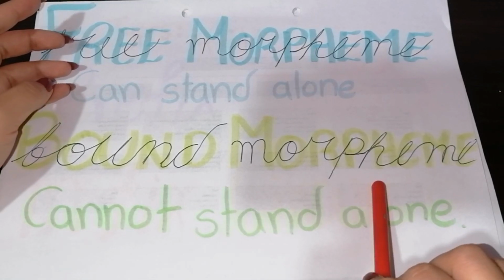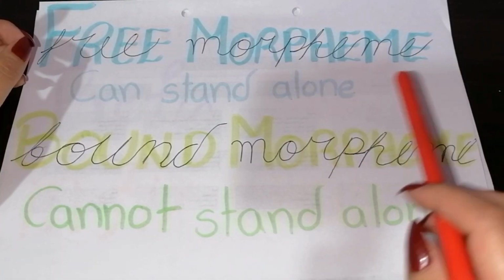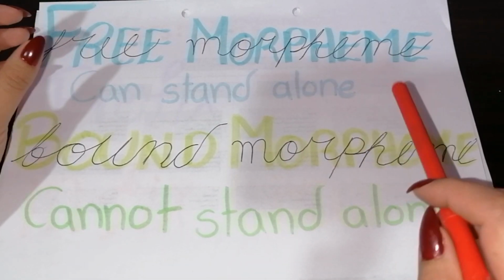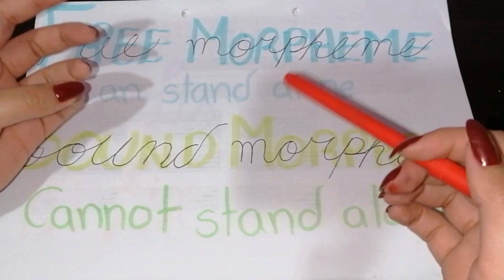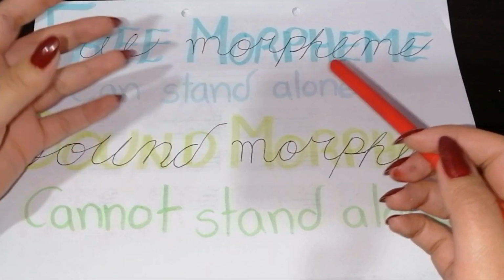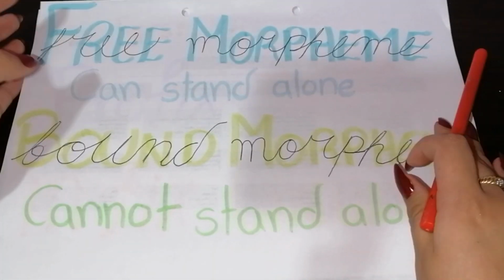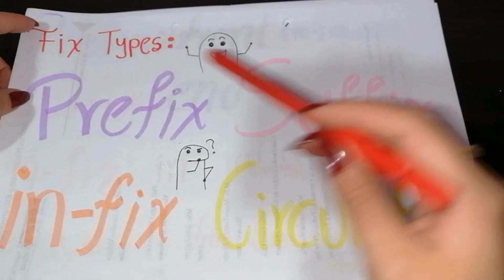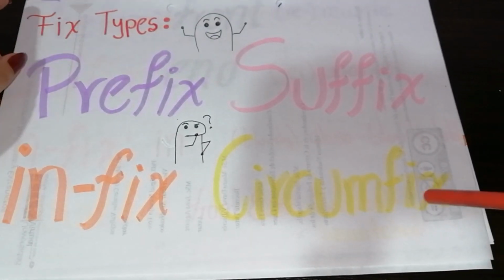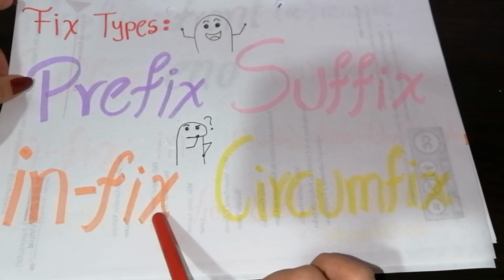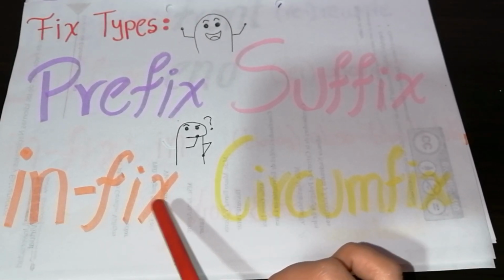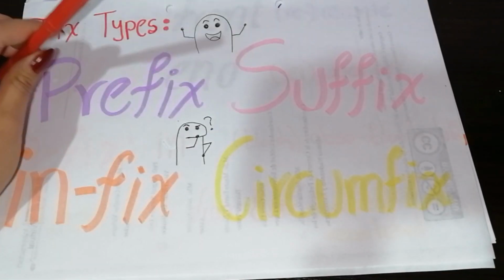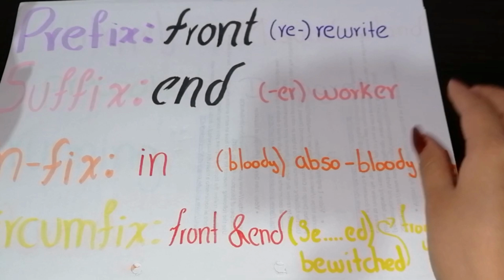And a bound morpheme is a morpheme that cannot stand alone and must be attached to another morpheme to convey meaning. Bound morphemes are typically affixes, which include prefixes and suffixes, that are the most common, but we have different types. In this case, we have the prefix, suffix, and the infix and circumfix, these two types of affixes are not common. So I'm gonna explain the meaning of these affixes.